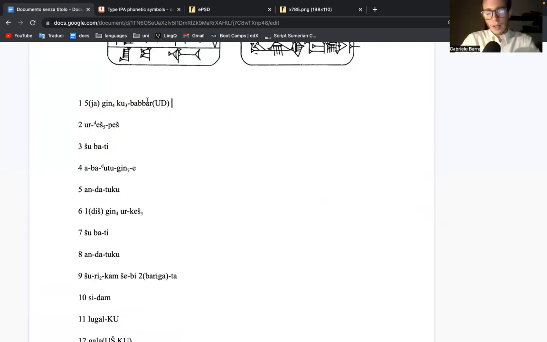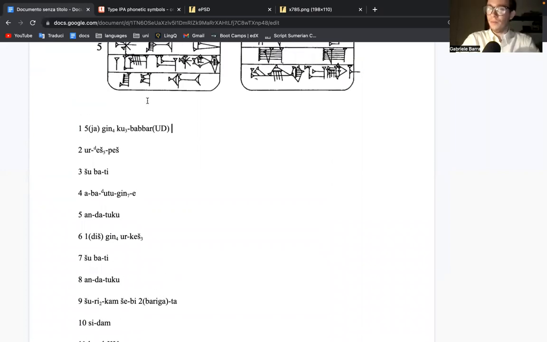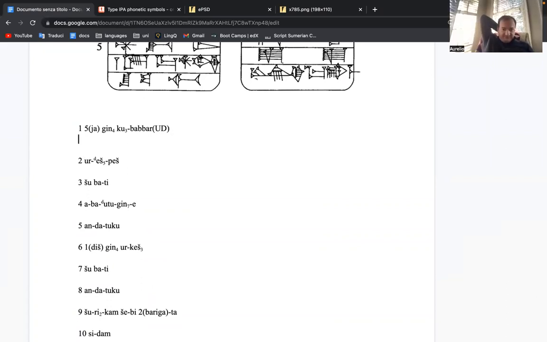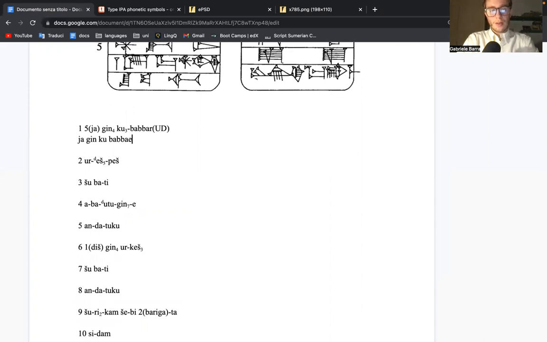All right, so let's now work on the meaning. Okay. 5 shekels of silver. Actually, good. So 5 gin ku babbar. Let's already look at the verbs.